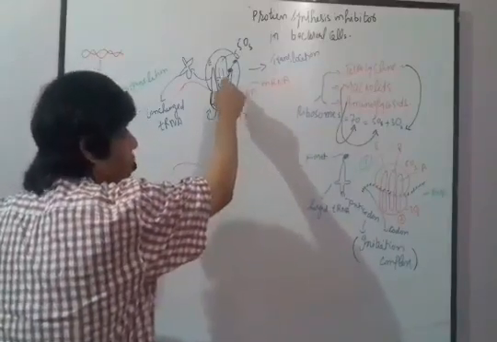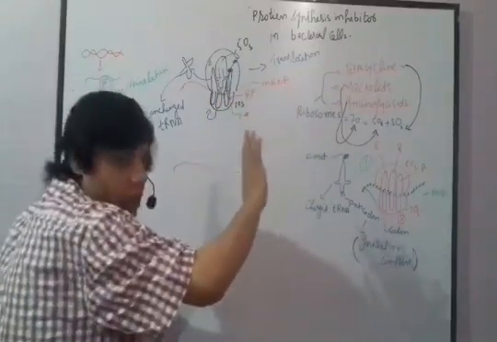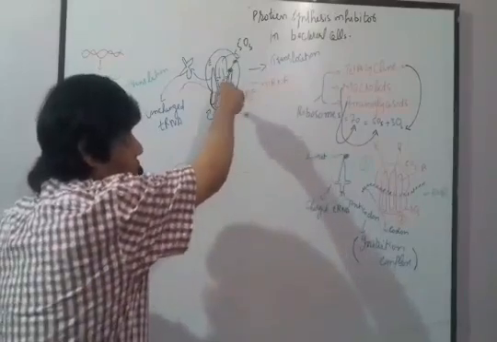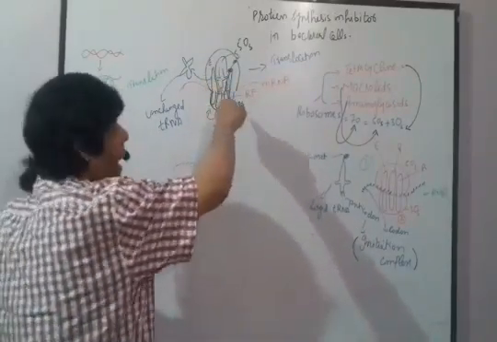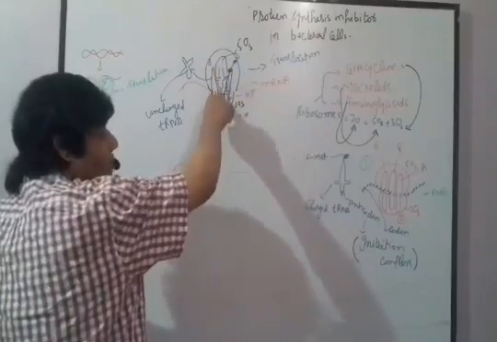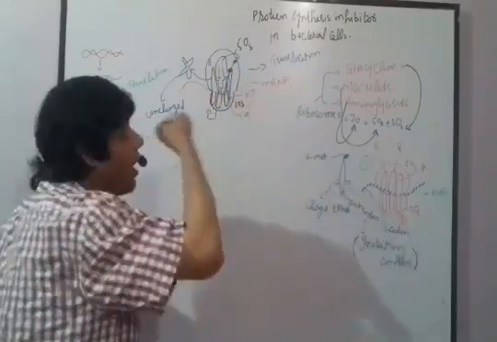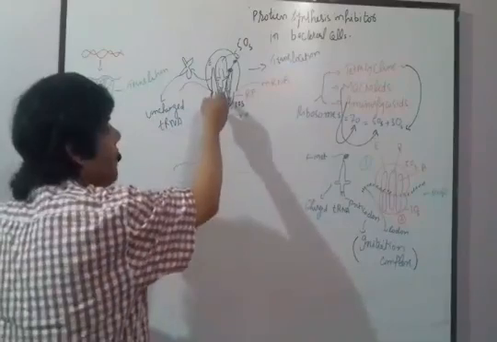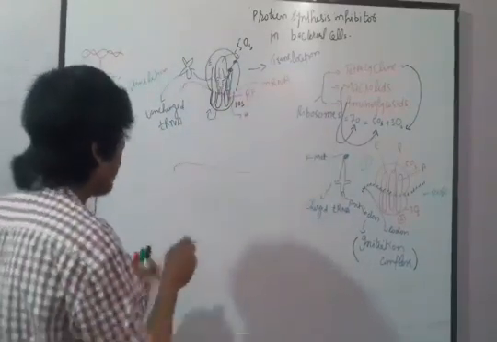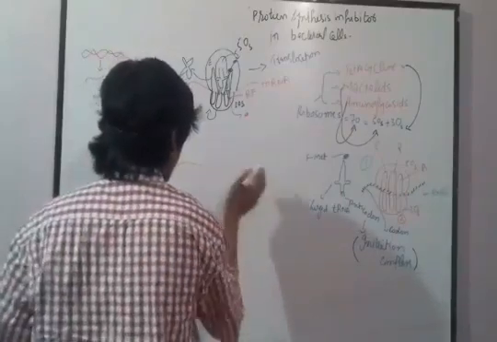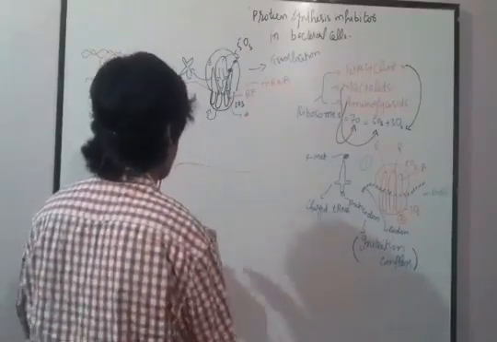Now once again, what happens? The transfer RNA which is present on the A site during translocation will shift to the P site, and the transfer RNA which is present on the P site, the uncharged transfer RNA, will shift to the E site and then be expelled. So the whole diagram will look like this.